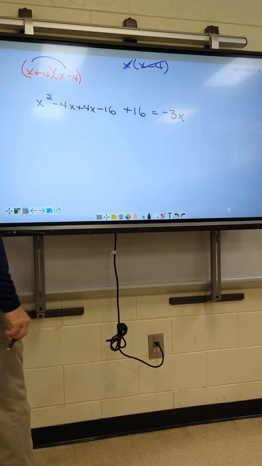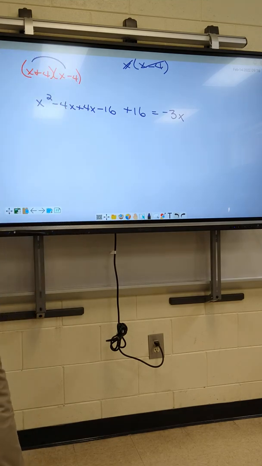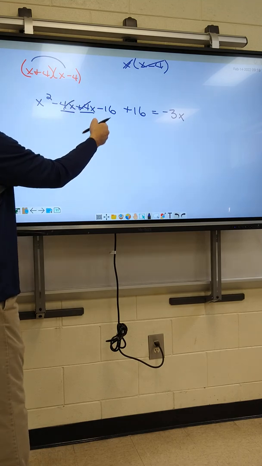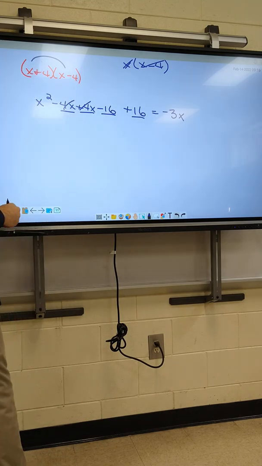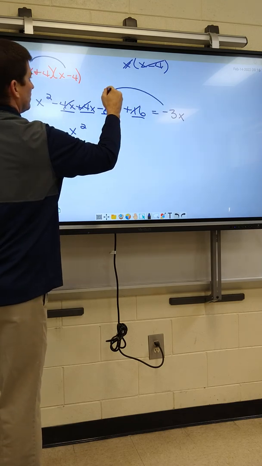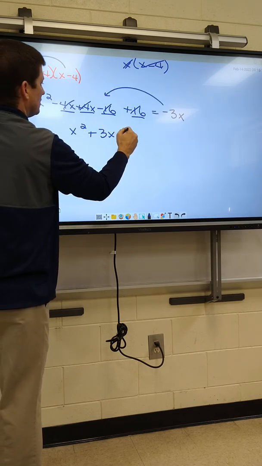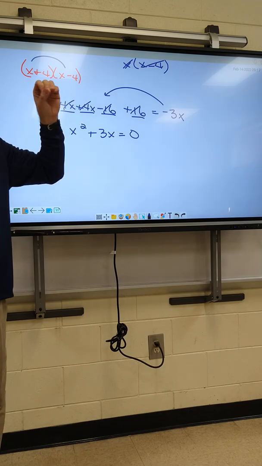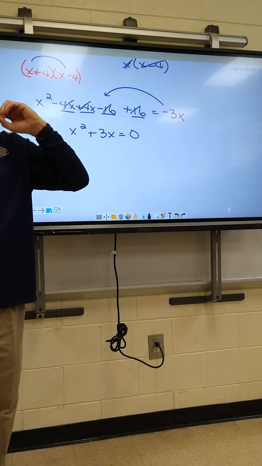There's no c. It's just x squared equals 3x. All right, look at these. These two cancel. Look at these. These two cancel. So I got x squared plus 3x equals 0. So now when y'all do quadratic formula, Adam's already said it. Your a is 1, your b is 3, and since you don't have a c, it's 0. All right, go.